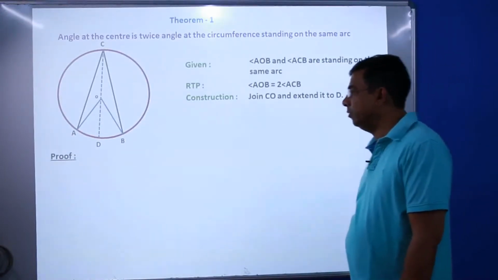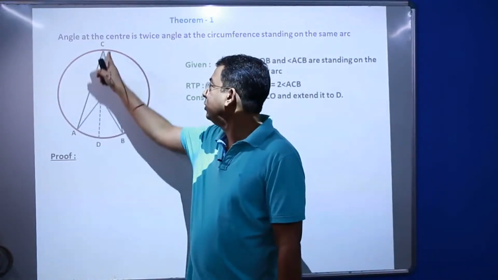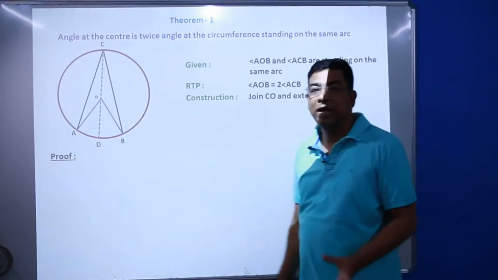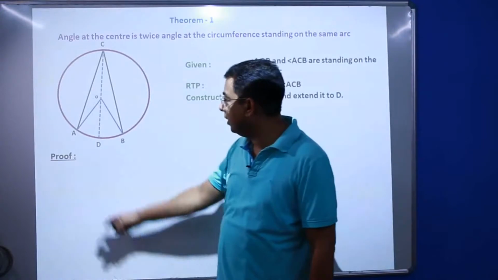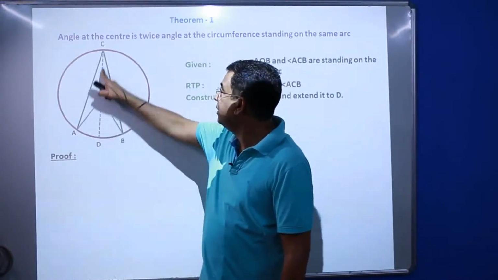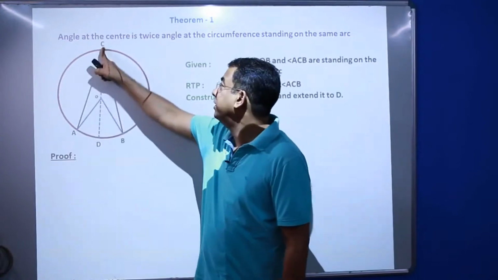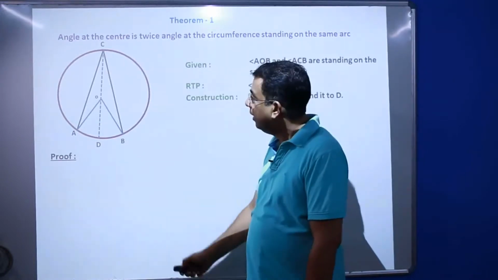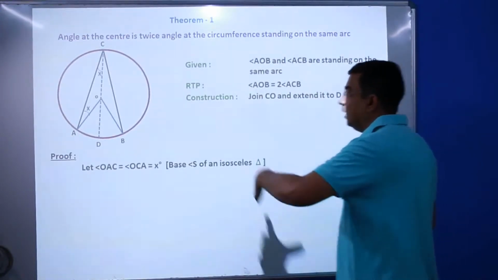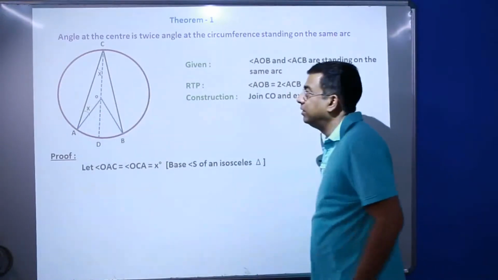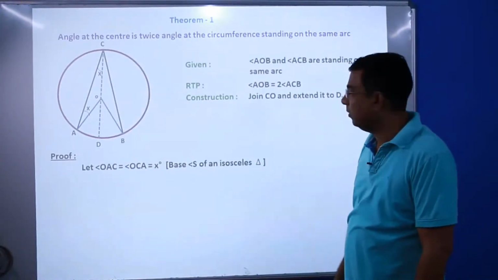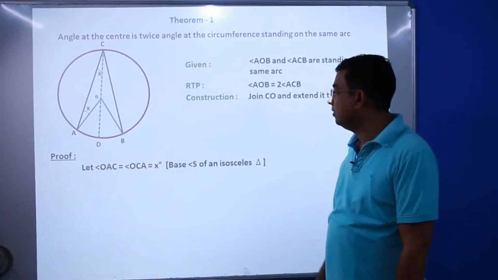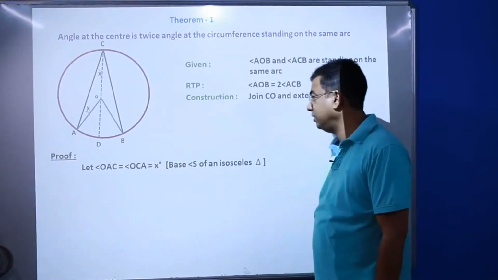Now let's go on to the proof. Look at this triangle AOC. What type of triangle is AOC? AOC is basically an isosceles triangle. Why is it an isosceles triangle? Because AO and CO are the radii of the same circle, so obviously they will be equal in length. So if they are equal in length, it is an isosceles triangle, and hence in case of an isosceles triangle, base angles will be equal. So here I'm writing down, let angle OAC and OCA be x degrees, base angles of an isosceles triangle.